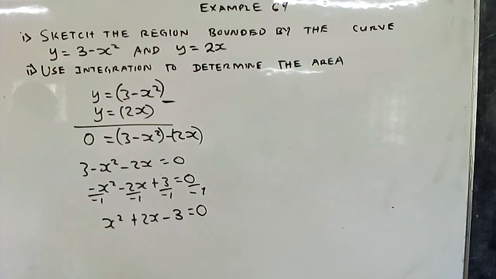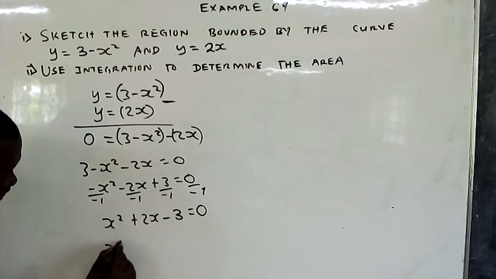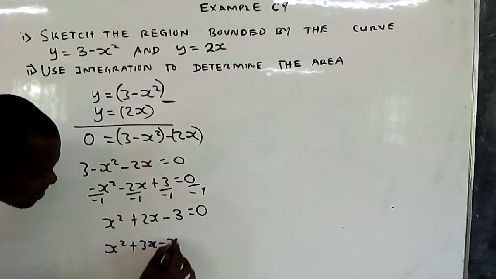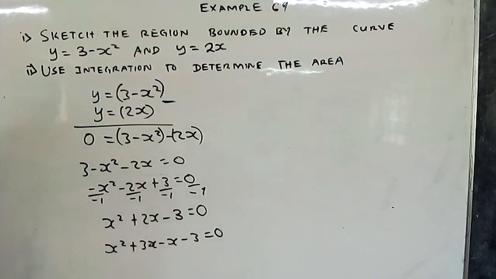That is positive 3 and negative 1. See there, positive 3 times negative 1 gives you a product of negative 3. Positive 3 plus negative 1 gives you a sum of positive 2. So it means factorization works. So we have x squared plus 3x minus x minus 3 equals 0.